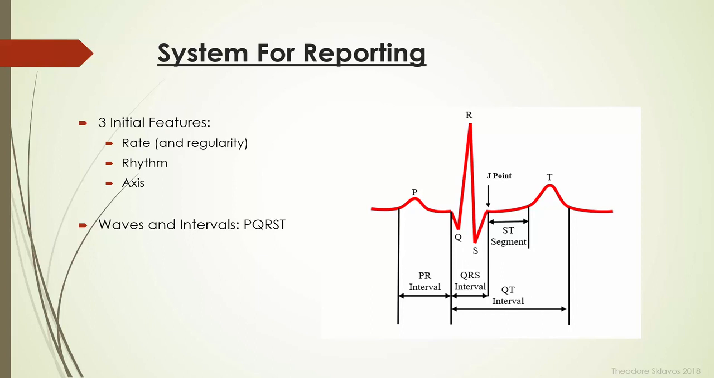So after rate, rhythm, and axis, you move on to waves and intervals. And here they are here. But it's easier just to read them off the ECG rather than trying to memorize a list of things that you have to do. You just start with the P wave. What comes next? The PR interval. Then the QRS complex. Then the ST segment. Then the T wave. And then the QT interval. And you see by doing this, there's no need to memorize any lists. You just read it off the ECG.